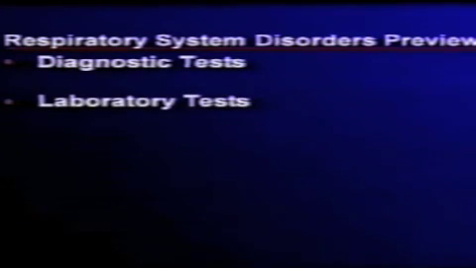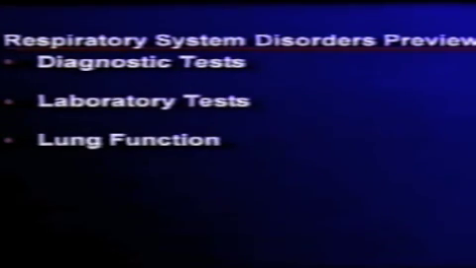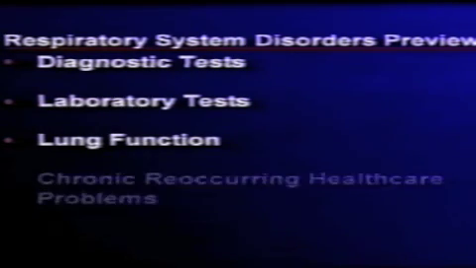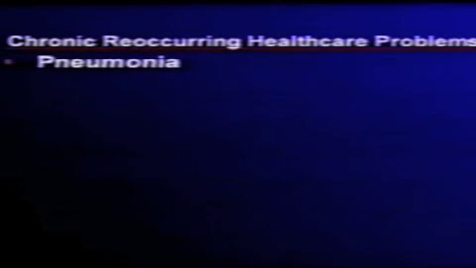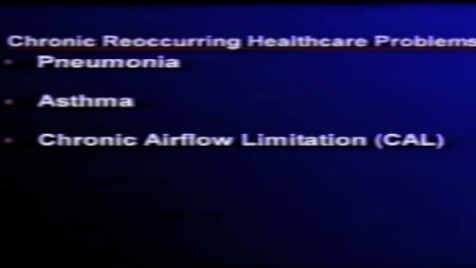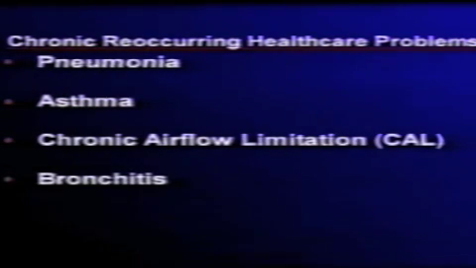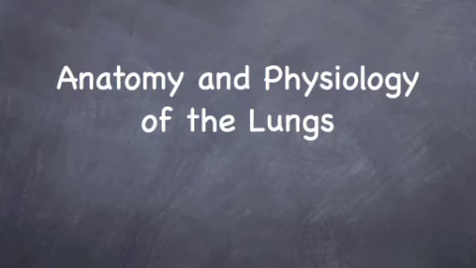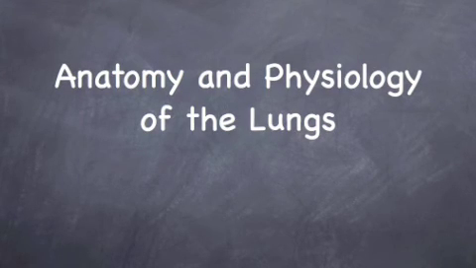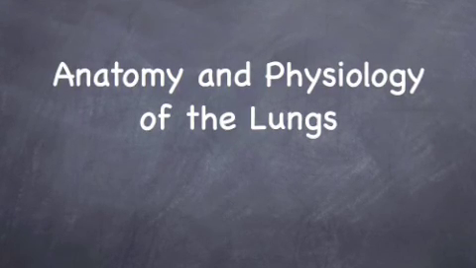We're going to look at diagnostic tests. We're going to look at labs that we evaluate the lung function or respiratory function. And we're going to look at those chronic recurring healthcare problems and the common ones, which are pneumonia, asthma, CAL, and the other common outcomes like bronchitis, chronic bronchitis, and right and left-sided failure as it occurs as a result of respiratory problems. So let's first just briefly recap anatomy and physiology.